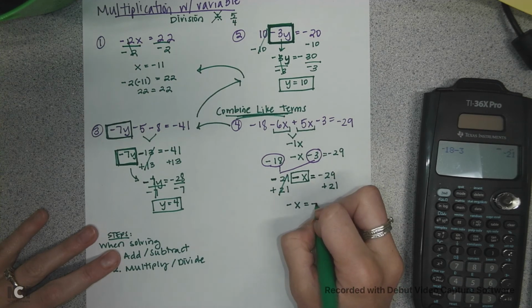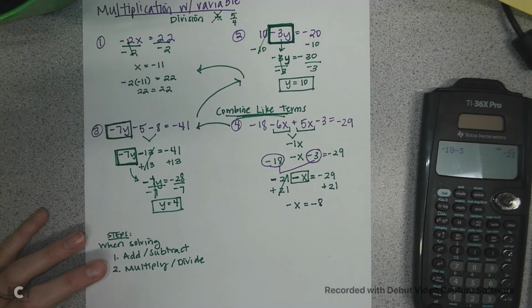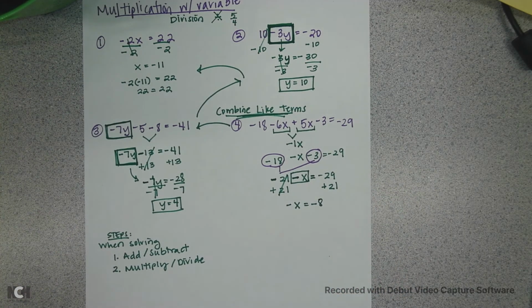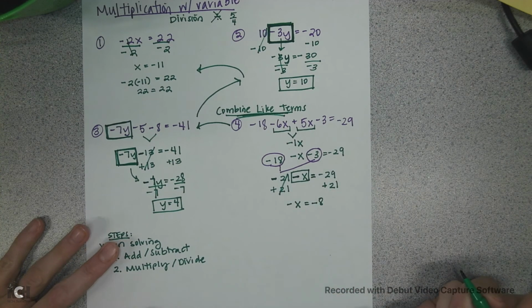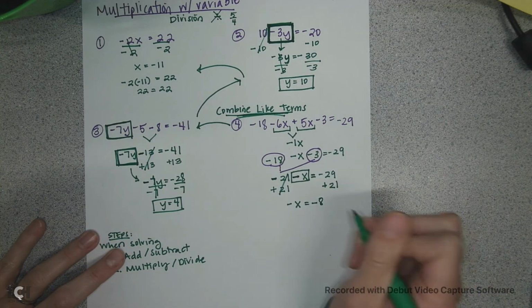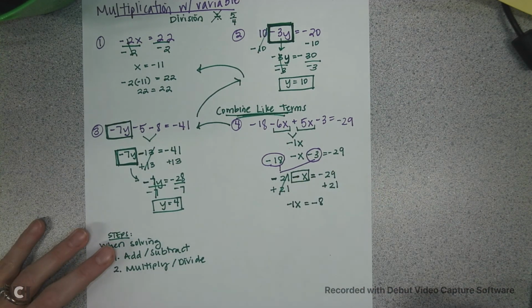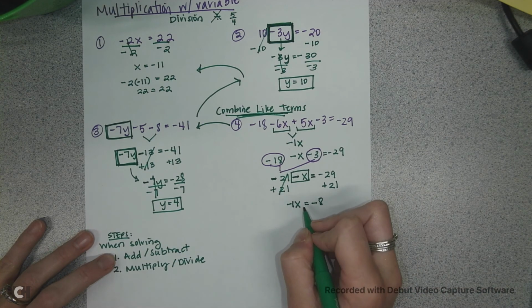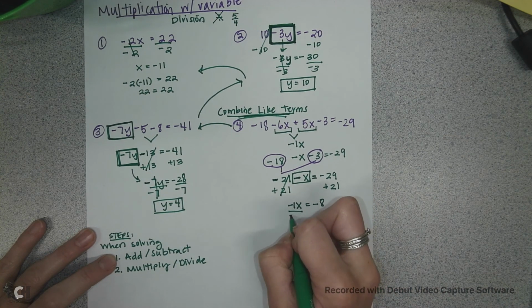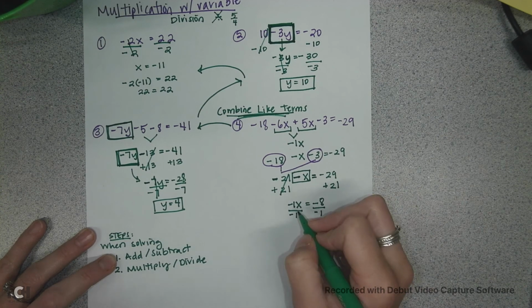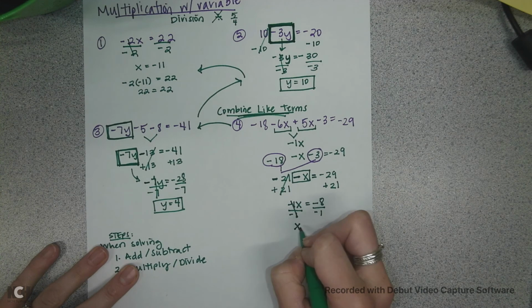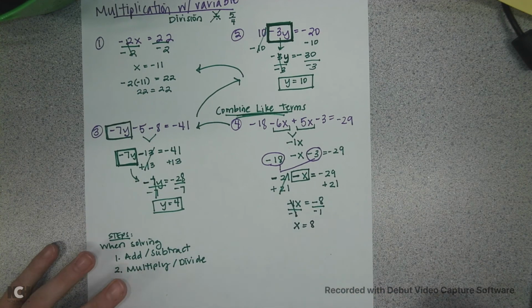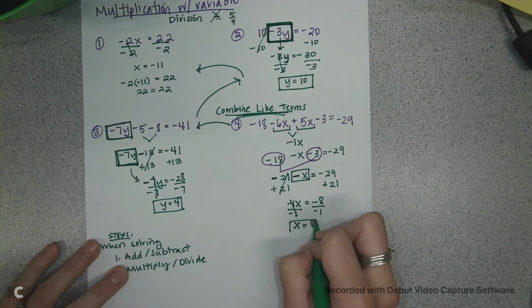which is negative 8. Okay, our last step that we're going to do is we are going to divide by that x, or the number in front of the x. So the number sitting in front of our x is really a negative 1, and these guys are getting multiplied together. Remember, the opposite of multiply is divide, so we're going to get rid of the negative in front of the x because we can't leave it there by dividing the negative on both sides. That means that x equals 8. This is your final answer.